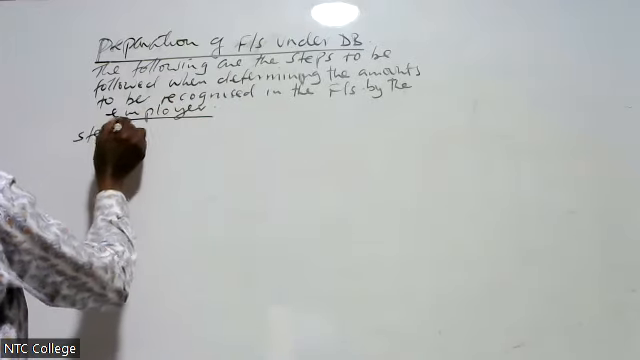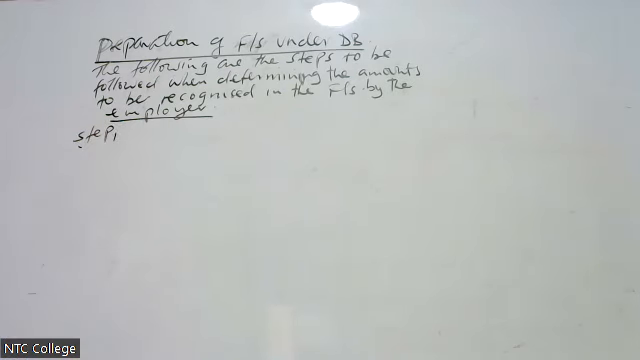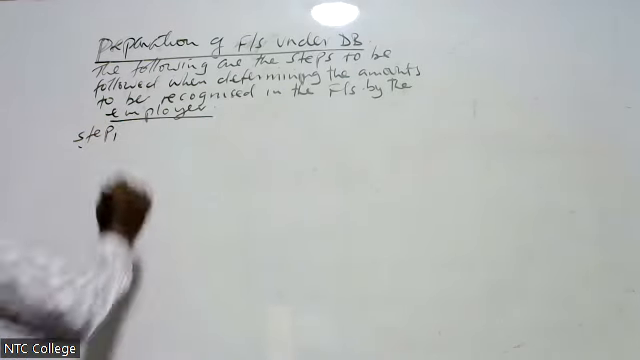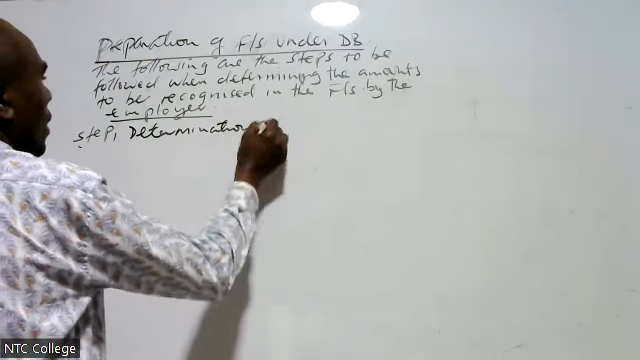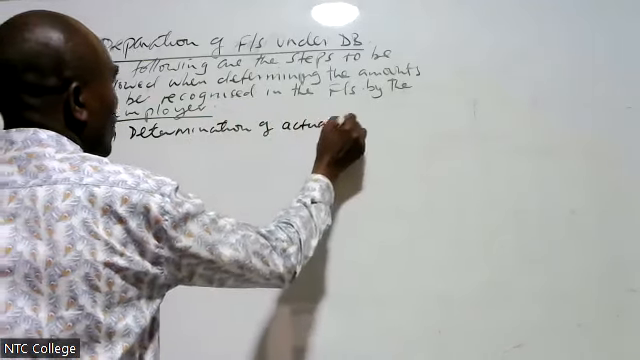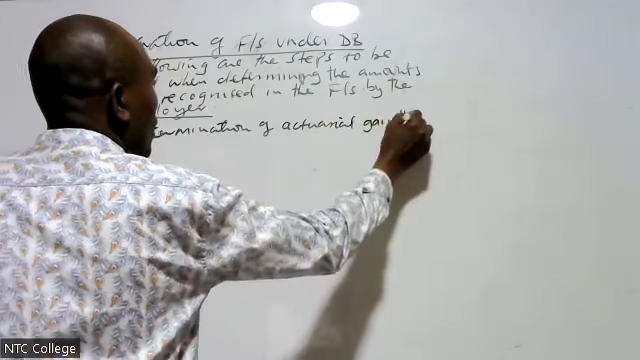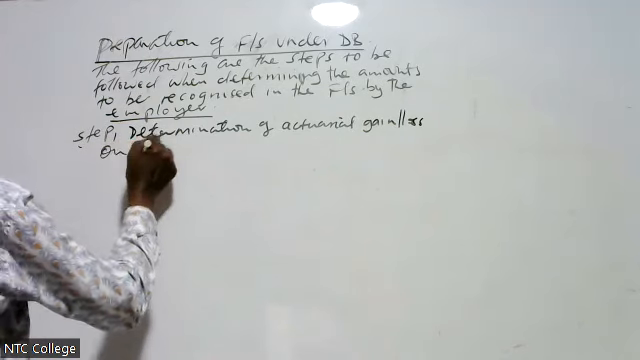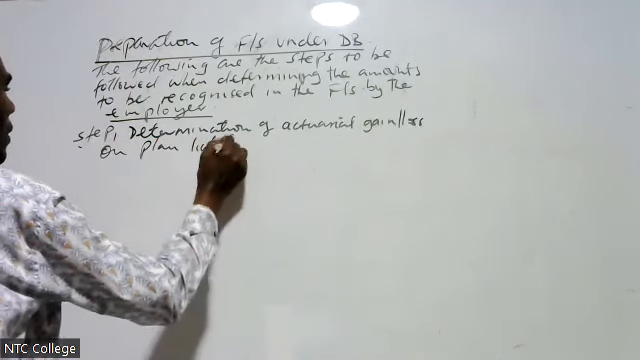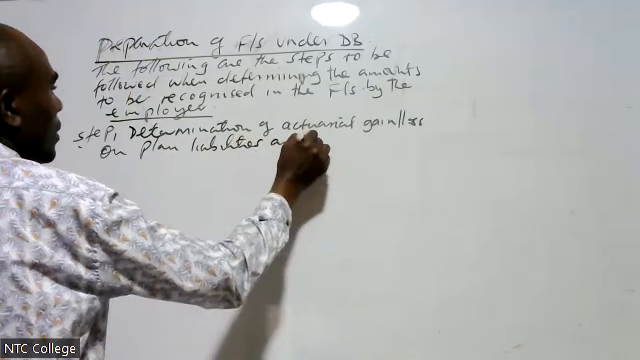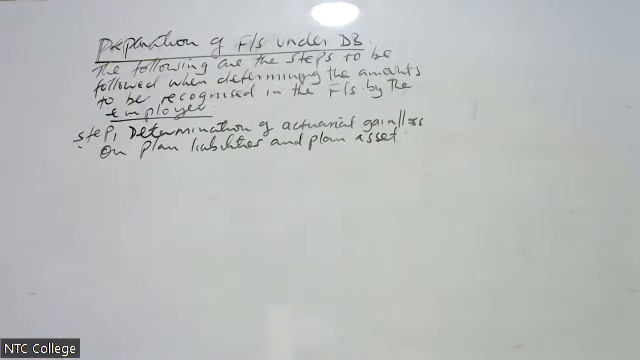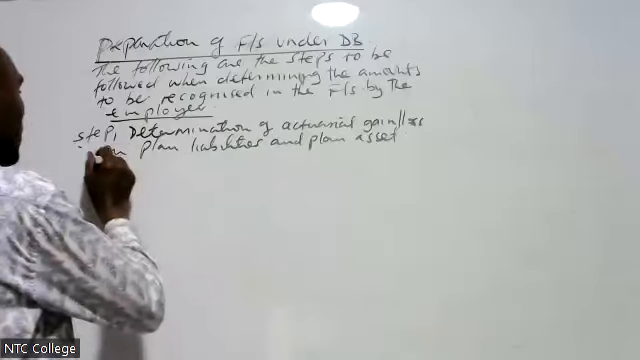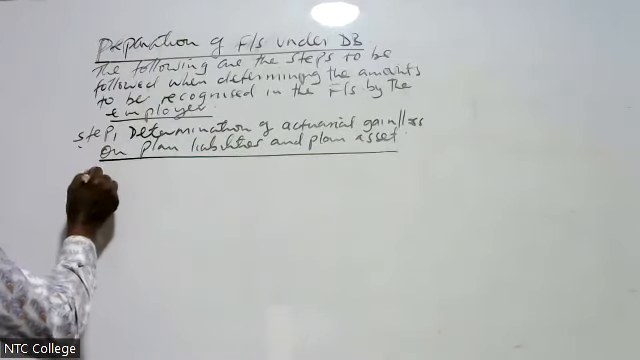Step number one, we have what we call determination of actuarial gain or loss on plan liabilities and plan assets. Determination of actuarial gains or losses on plan liabilities and plan assets. Let's begin with number A.